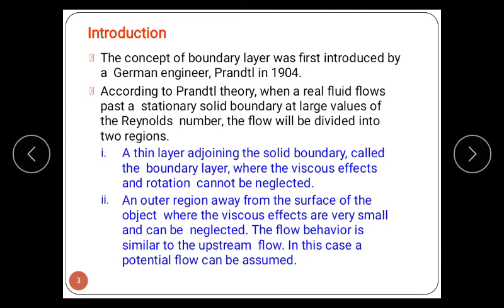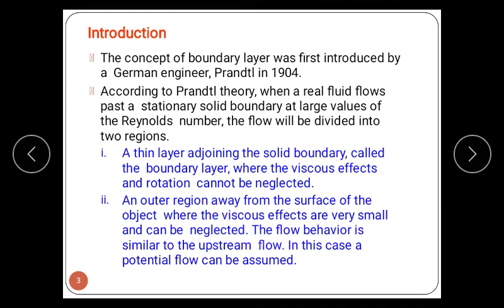Now a thin layer adjoining the boundary is called the boundary layer. We have already discussed the definition. The boundary layer is the thin layer formed in the vicinity of a solid surface, where the viscous effect or rotation cannot be neglected. The second region, according to Prandtl, is an outer region away from the surface of the object, where the viscous effects are very small and can be neglected.